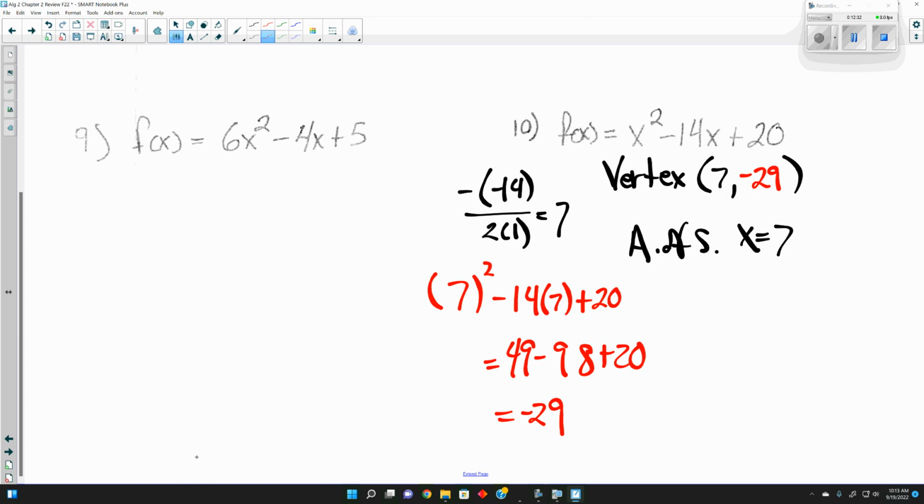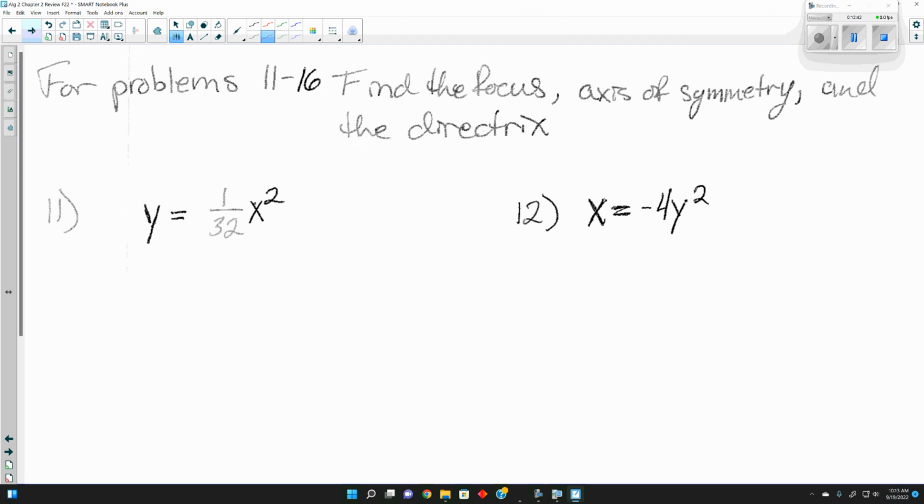Any other questions on 9 or 10? We good with 9 and 10? 11 through 16, we want to find the focus, axis of symmetry, directrix, and vertex. I'll just go and throw the vertex in there, because what do we know the vertex is for all these that we covered? It was the same thing every time.